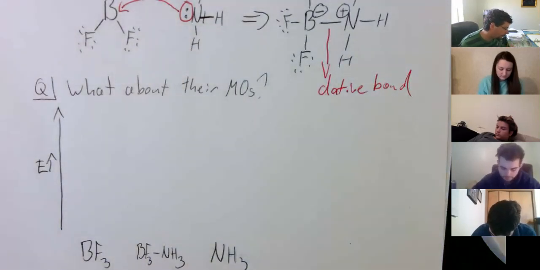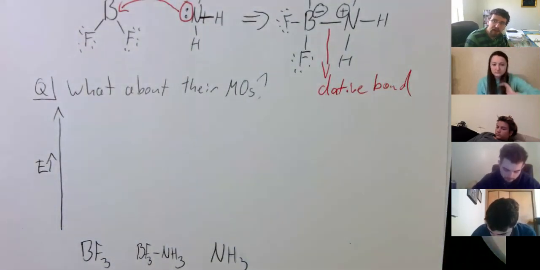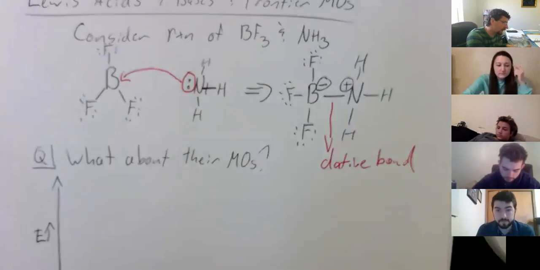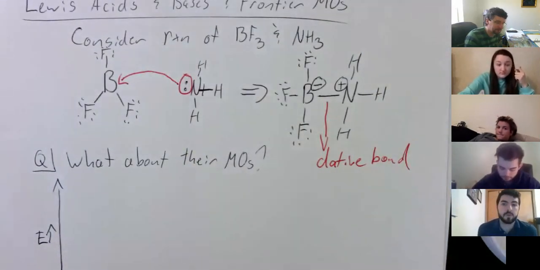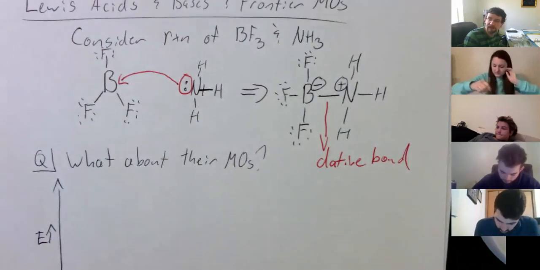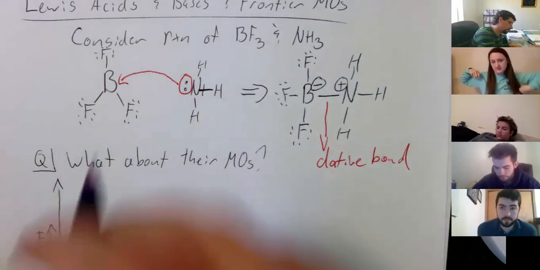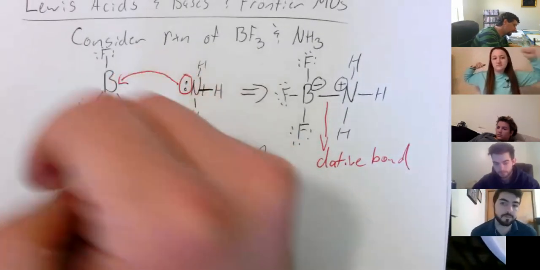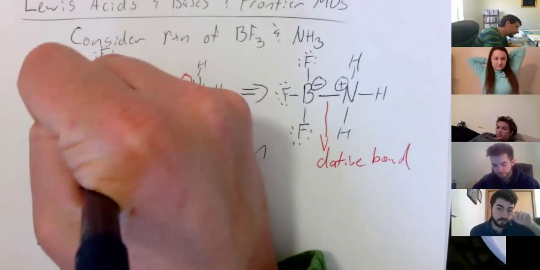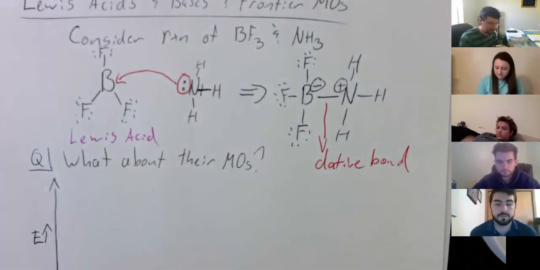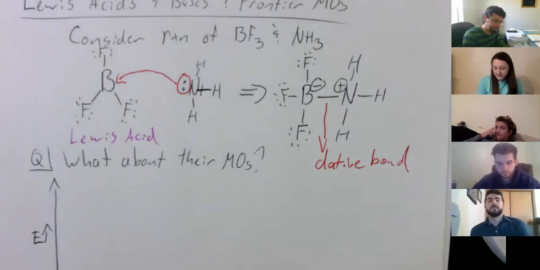Okay. So now let's try and guess what's going to happen. Which one of these compounds was behaving as a Lewis acid? Which one was behaving as a Lewis base? The acid was the BF3. Yep, this is the Lewis acid. And that leaves the ammonia to be the base, right? Right.